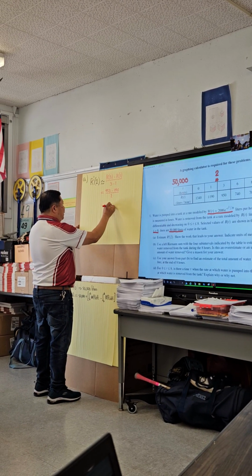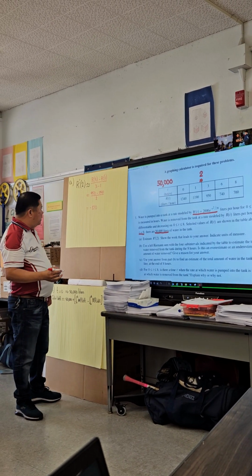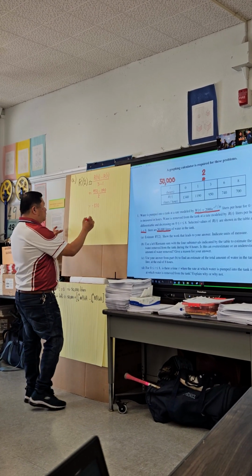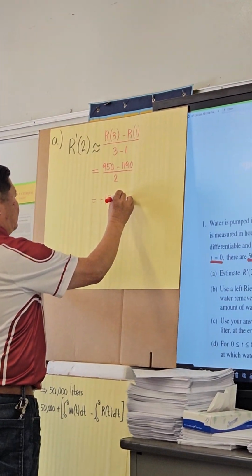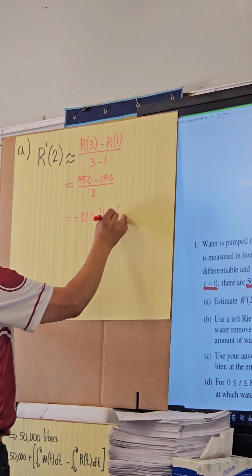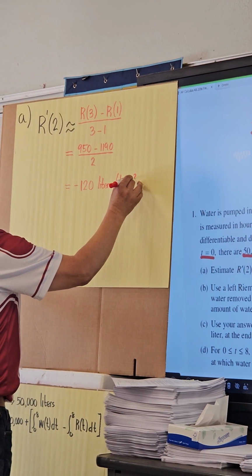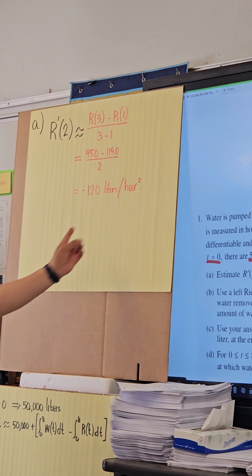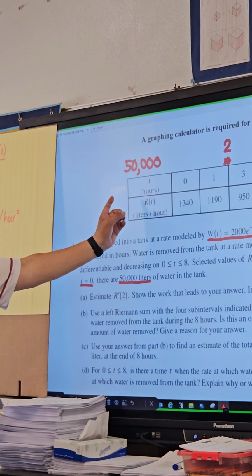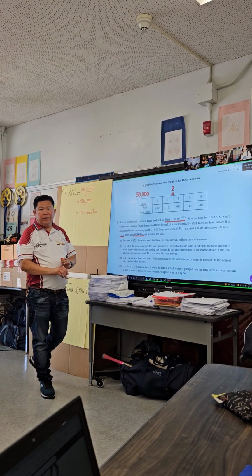Negative 120 liters per hour per hour. And what is the unit, guys? Liters per hour squared. Okay, very good. Liters per hour squared. Why? Because this is liters per hour, so that makes liters per hour squared. Clear, guys? Okay.